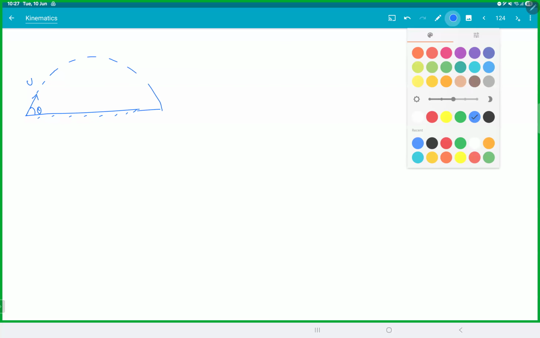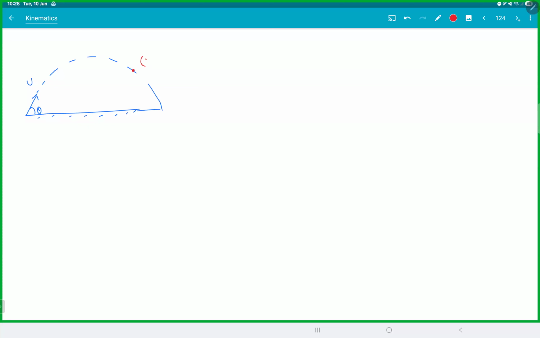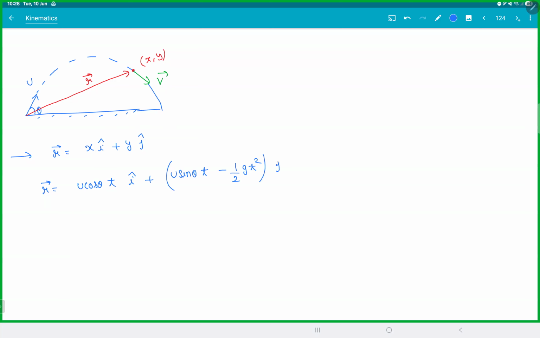and as this is flying here, let's say after some time t, the particle is here, x comma y. This is your position vector r bar. This is your velocity vector v bar. R bar is given by x coordinate i cap plus y coordinate j cap. So R bar is u cos theta into time, that gives you the x coordinate. Y coordinate is u sin theta t minus half gt square, j cap. This gives you the coordinates.